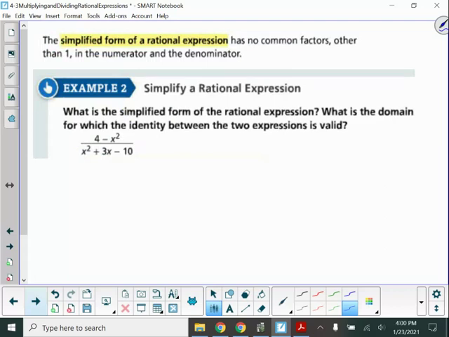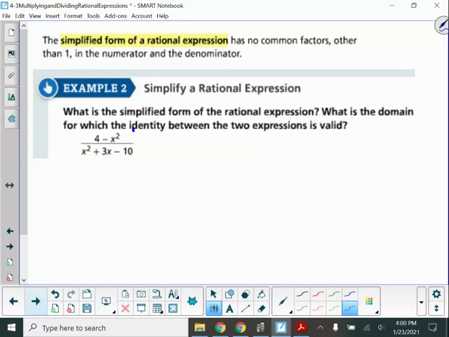So your simplified form, which is what a lot of the questions are asking for, is going to have no common factors other than 1 in the numerator and the denominator. And we're going to be doing the same thing here in example 2. We are going to find the simplified form and then find the domain values. So basically I want to state what's excluded.